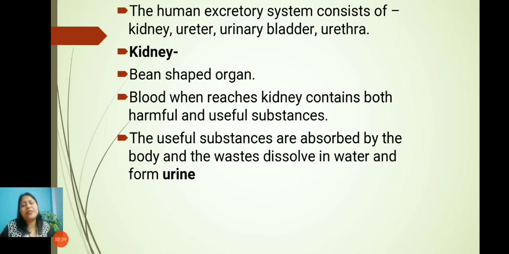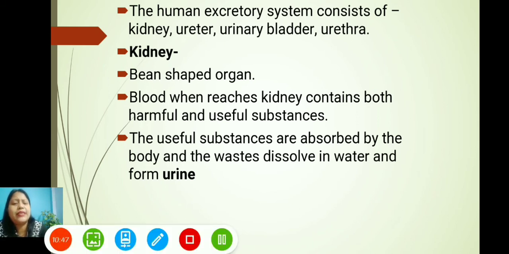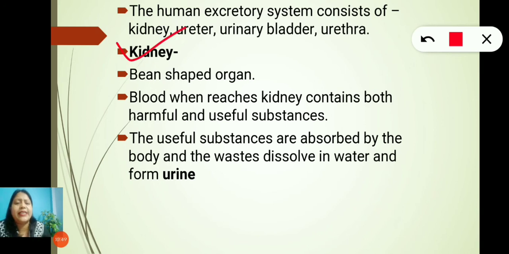Now we are going to discuss the functions of the different parts of the excretory system. Let us start with the kidney. The kidney is a bean-shaped organ. Blood, when it reaches the kidney, contains both harmful and useful substances. The useful substances are absorbed by the body and the waste dissolves in water and forms urine. Please remember these three.